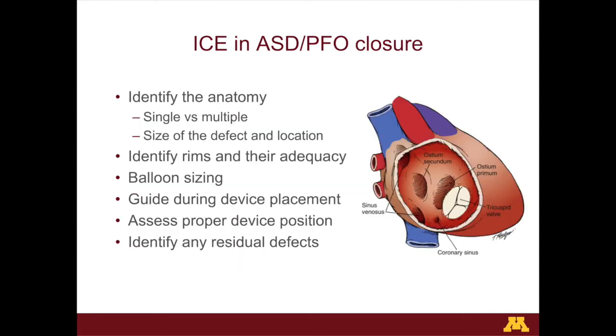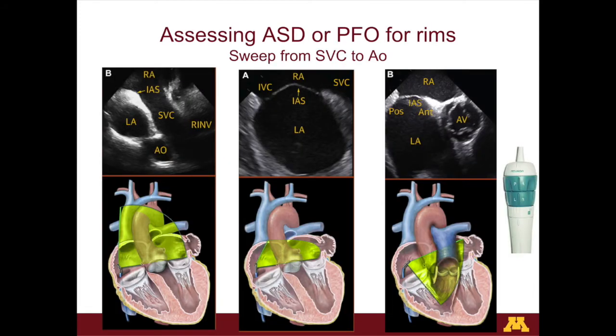Let's talk a little bit about ICE in ASD and PFO closure. Just like any other imaging used for guiding these procedures, ICE will help us in identifying the anatomy, in making sure there is just one hole and not multiple holes, identifying the size of the defect and its locations, in identifying the rims. It can guide us in balloon sizing, guide us during device placement, and then it will help us assess proper device position and identifying any residual defects. And I will show you a few examples.